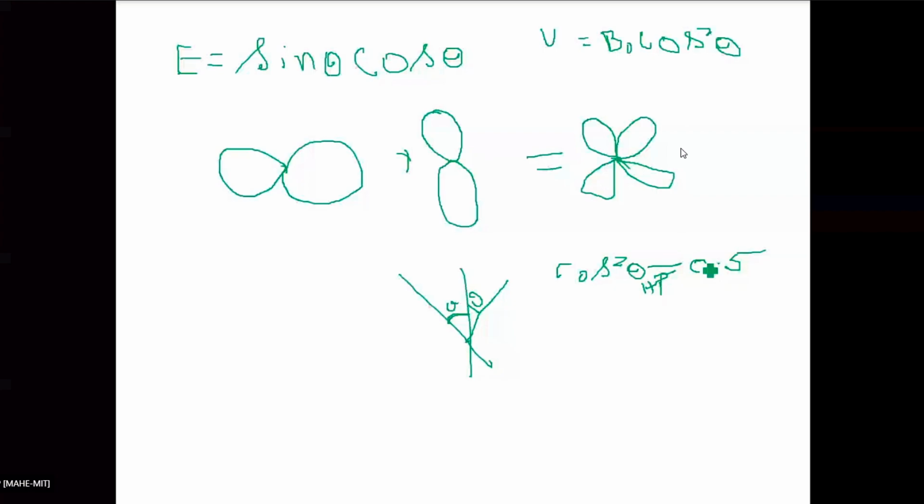Yes, sir. So, normalized power pattern, you know. How do you get the normalized power pattern? Power pattern divided by the maximum value. For example, B naught cos squared theta divided by B naught. B naught is the maximum value, so it is cos squared theta. That is called the normalized pattern.